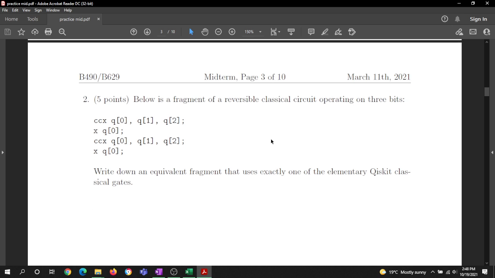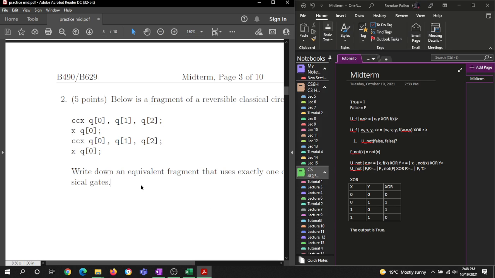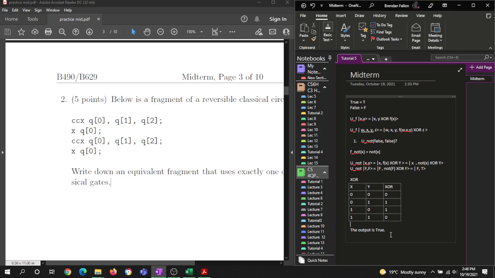All right, second question. This one is a mix of Qiskit, a little bit of quantum mechanics, and a little bit of logic tables. It gives us a circuit and says we need to write down an equivalent circuit that uses just one gate. The way I would go about it is drawing out the circuit, going through the truth table, and then seeing if there's any equivalent single gate that will lead to that truth table.